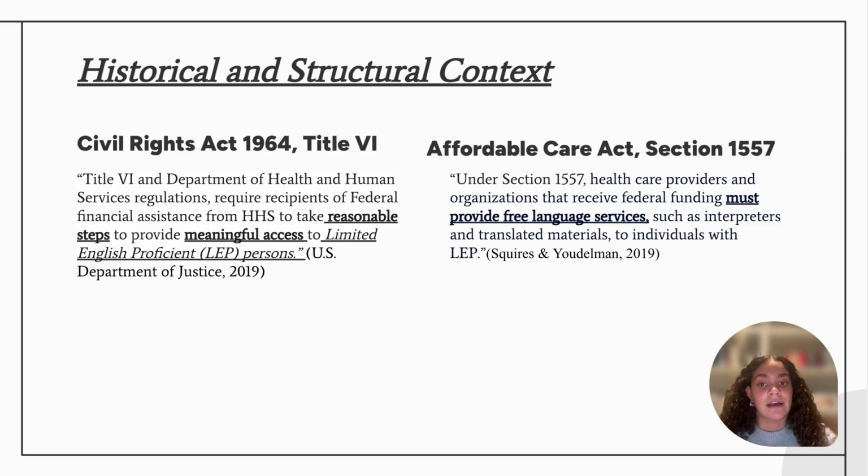Title VI of the Civil Rights Act of 1964, which prohibits discrimination on the basis of national origin, requires federally funded institutions to provide language access. Similarly, Section 1557 of the Affordable Care Act expanded these protections by explicitly addressing language barriers in healthcare. However, inconsistent enforcement and inadequate funding have left these mandates largely symbolic, perpetuating systemic neglect.